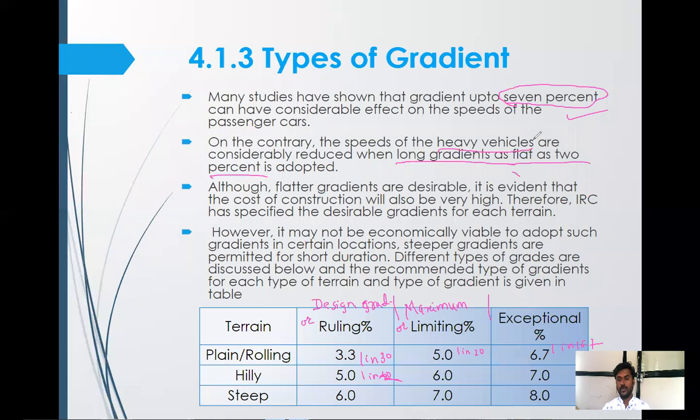Rest you can derive. 3.3% means 1 in 30. Likewise, you should be able to derive. Just remember 3.3, 5, 6, 5, 6, 7, 6, 7, 8. Like this.